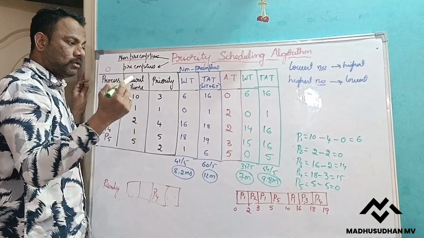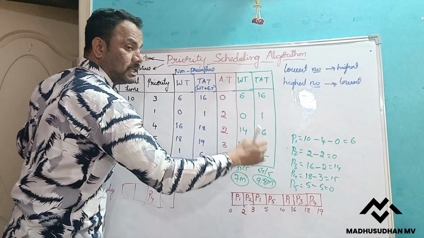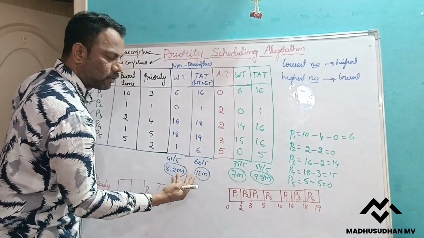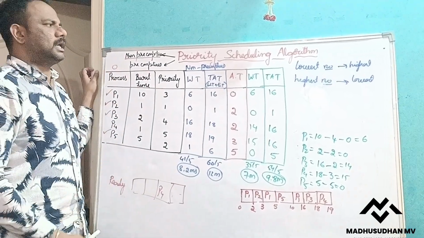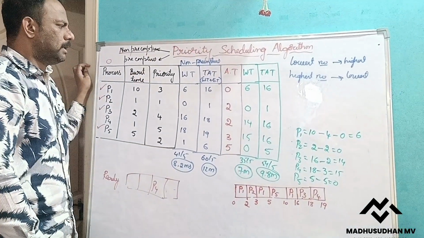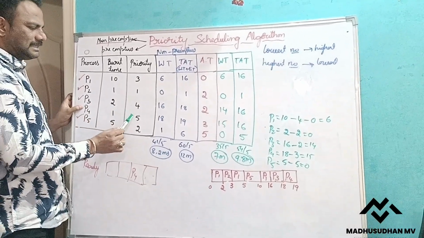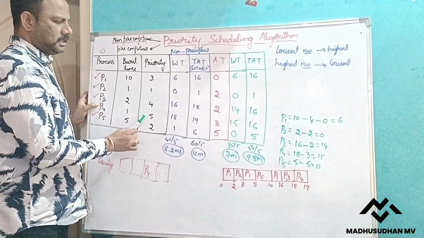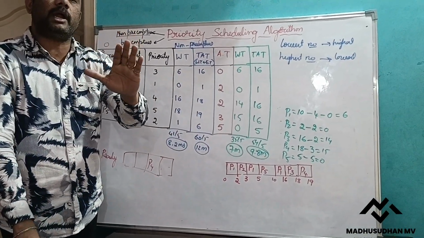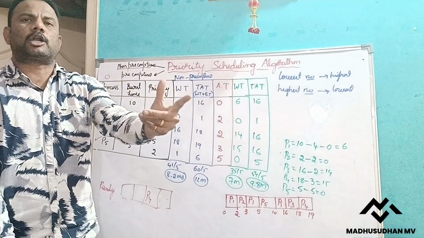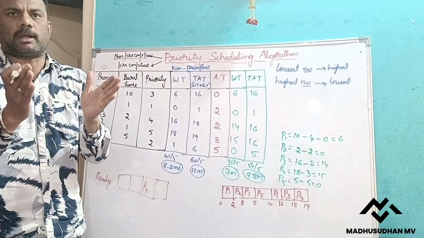But what is the advantage? We know the average waiting time and average turnaround time are much lesser when compared to non-preemptive priority scheduling. But what is the disadvantage of this priority scheduling algorithm? Even though this process requires only one millisecond, it is executing at the last. The least priority process always has to wait a longer time irrespective of the time it needs.